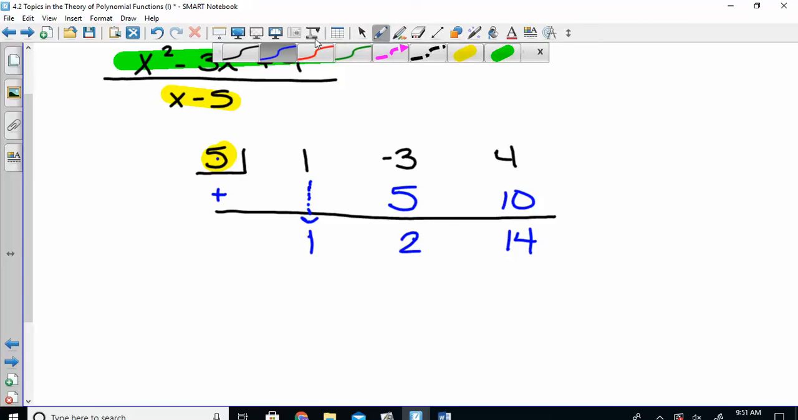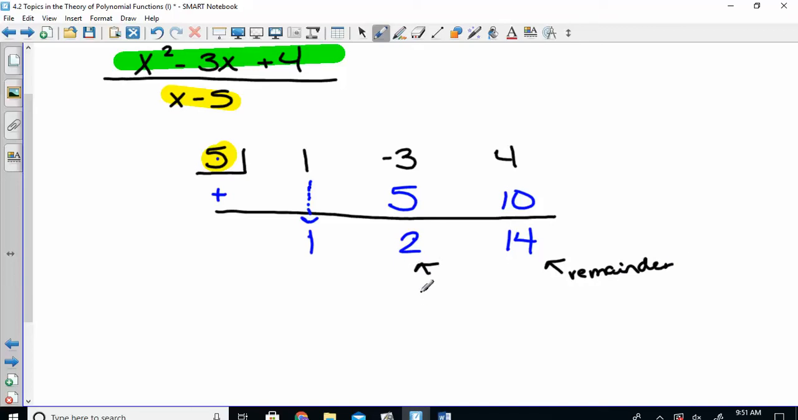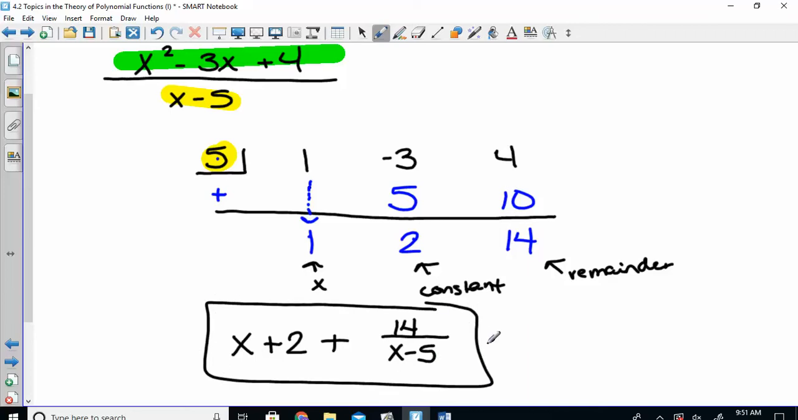When you do this, the final number is always your remainder. This is your constant. This would be x. And the powers of x would just go up. If we have more numbers, the next one would be x squared, x cubed, and so forth. So when I write my answer, we have 1x plus 2 plus, when you have a remainder, you set that part up as a fraction. 14 over what we were originally dividing by. 14 over the x minus 5.